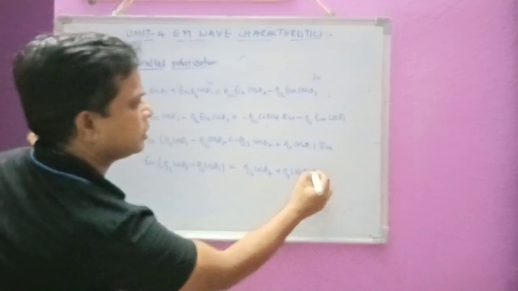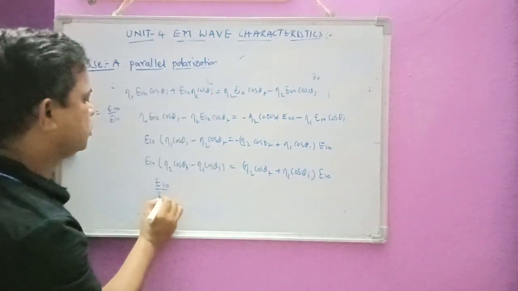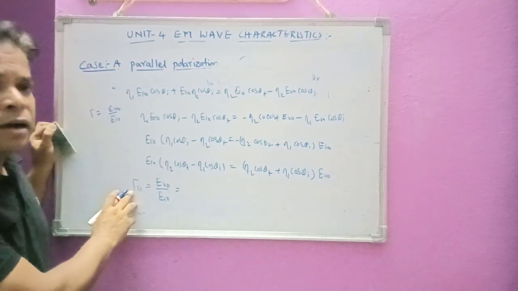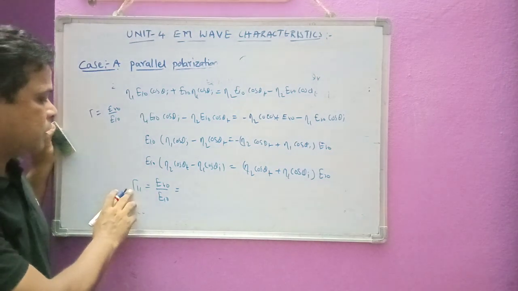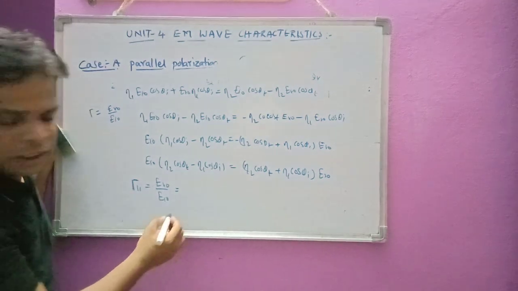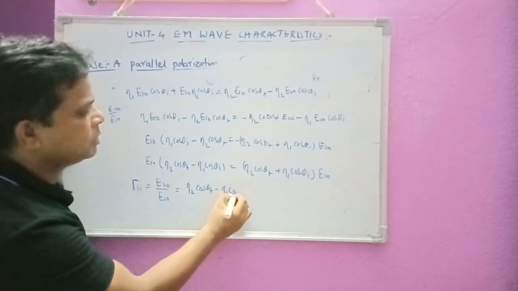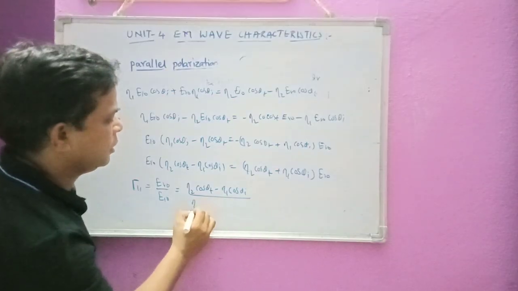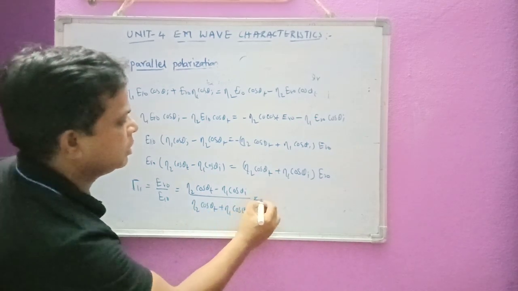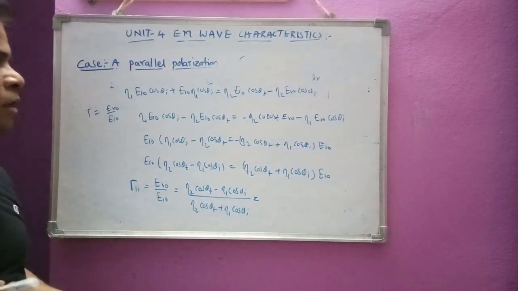Now I can write here the ratio ER0 to EI0. So this will be equivalent to gamma parallel, that is the reflection coefficient for parallel polarization. It will be equivalent to eta 2 cos theta t minus eta 1 cos theta I by eta 2 cos theta t plus eta 1 cos theta I. So that is the final equation for the reflection coefficient gamma here.